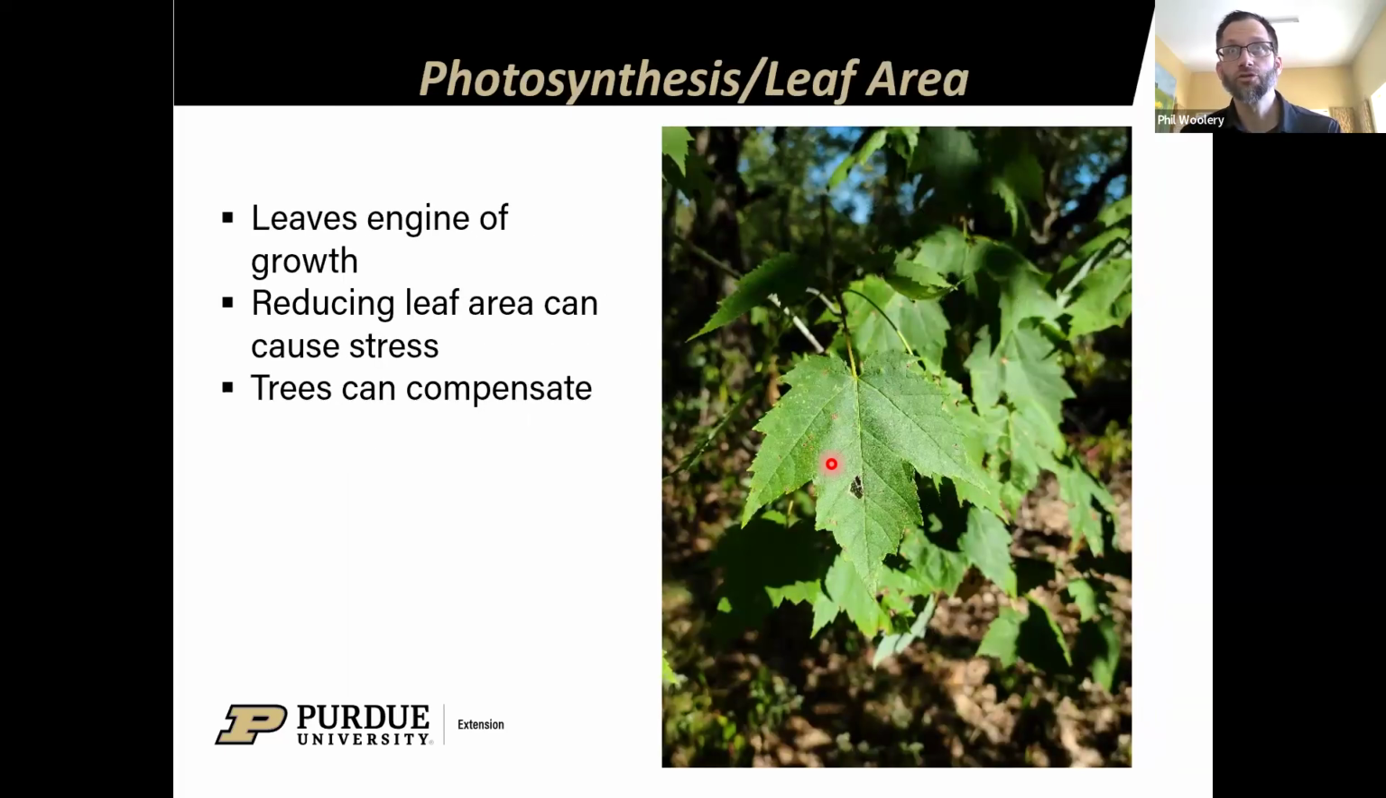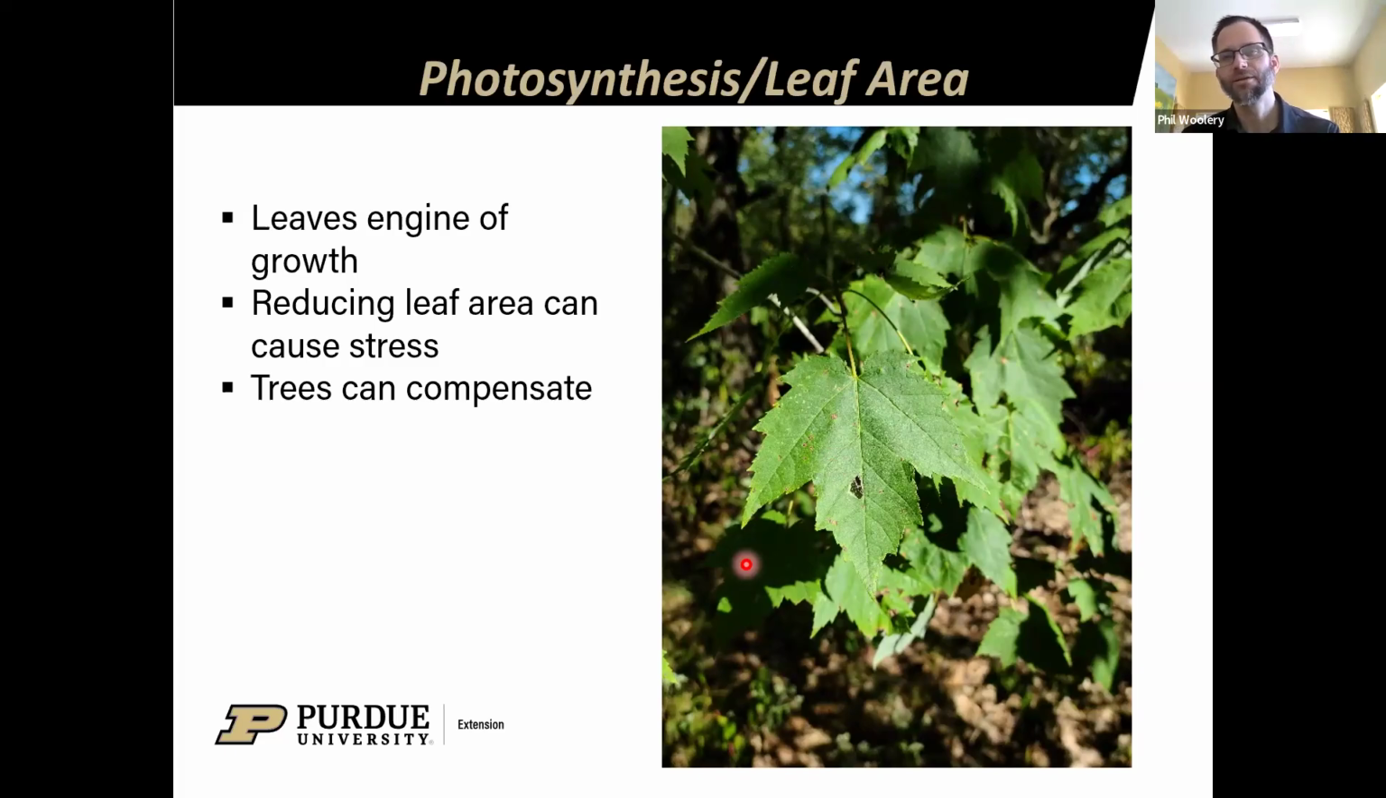When we're pruning trees, we're taking off leaf area. We're reducing the amount of leaves, even in the wintertime, because the buds right now on our trees have preformed leaves in them. Taking them off now means that in the spring, when the tree starts growing, it's going to have fewer leaves than it would have if we hadn't done that. Leaves are the engine of growth, how the tree makes its food through photosynthesis. Reducing leaf area can cause stress if you do too much.